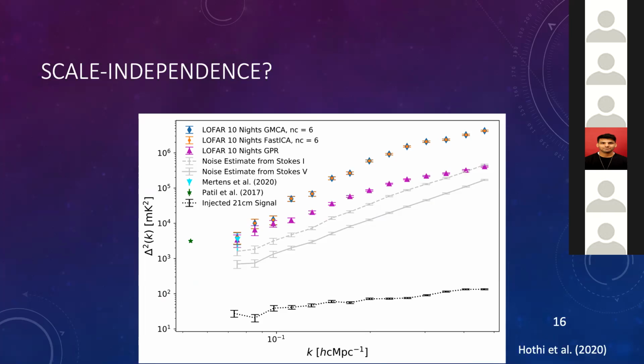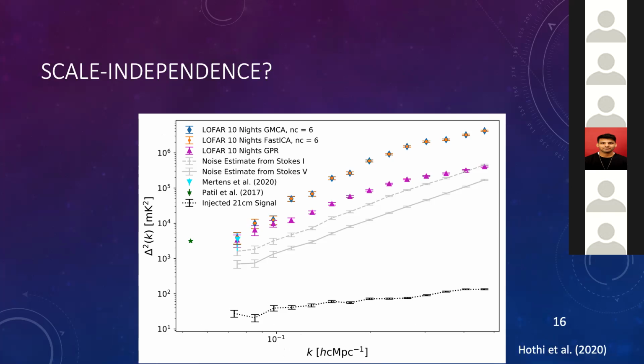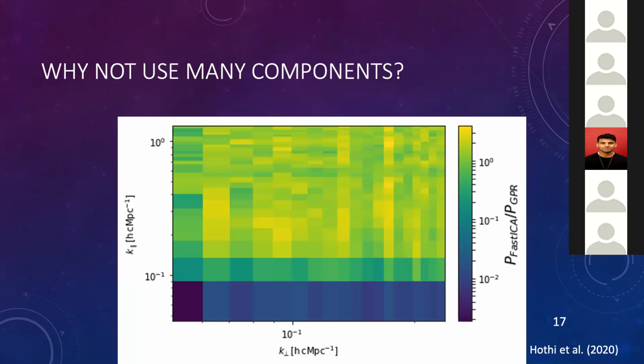So you might ask, why don't we just fit with the highest number of components we can? The problem with that is you get overfitting. This is, again, the cylindrical power spectrum, but it's a ratio of the fast ICA and GPR results shown in this plot. We can see that even with 6 components, we get overfitting on the lower K parallel values. So even 6 components seems to be too many.